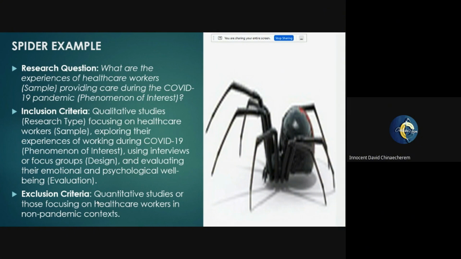So if you look at the SPIDER example that we have here, you'll find that we have a question: what are the experiences of healthcare workers providing care during COVID-19? Healthcare workers here become the sample, and providing care during COVID-19 is the phenomenon of interest. But one thing we need to understand is that most times when we're formulating these models, we don't necessarily need to have all the information captured in the research question.